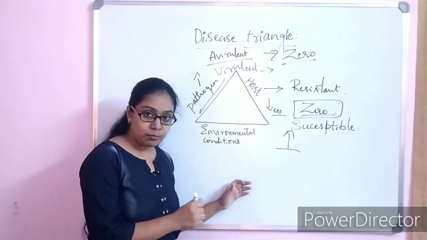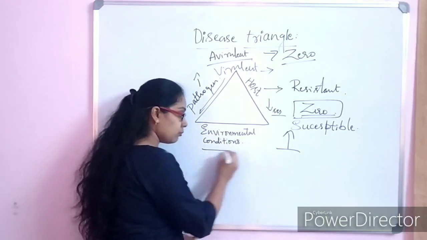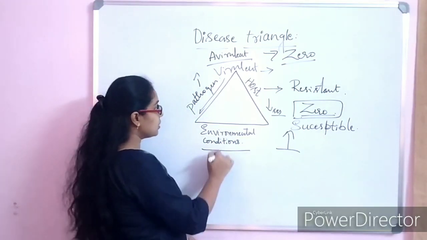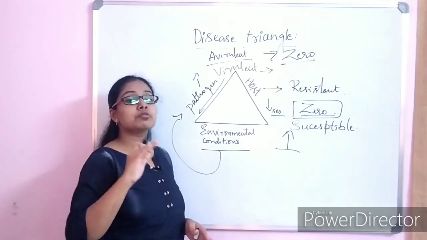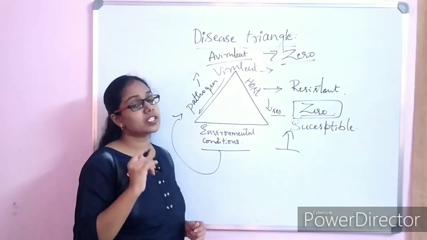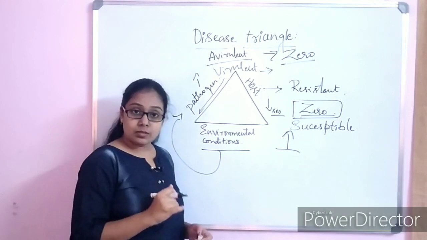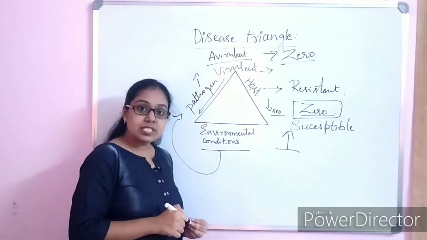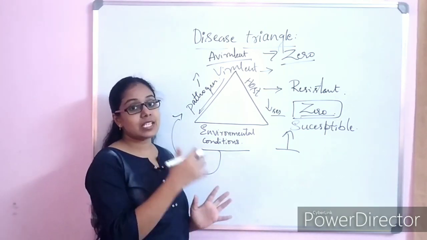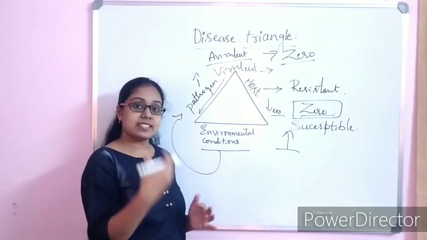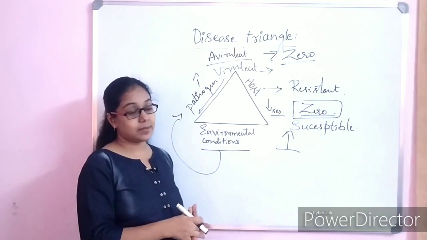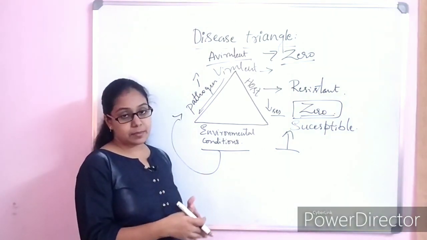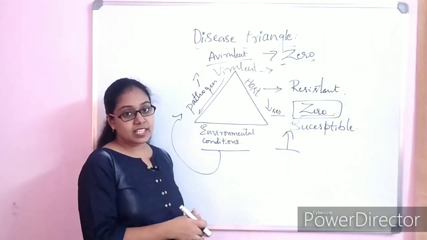Now if you see the environmental conditions, if these environmental conditions are favorable to the pathogen, there you can see a considerable amount of disease condition in the host plant. So these are all the variations seen in each of the three components that lead to the disease condition, or will not lead to the disease condition in the host plants. If the host plant is susceptible, definitely a disease condition is seen.